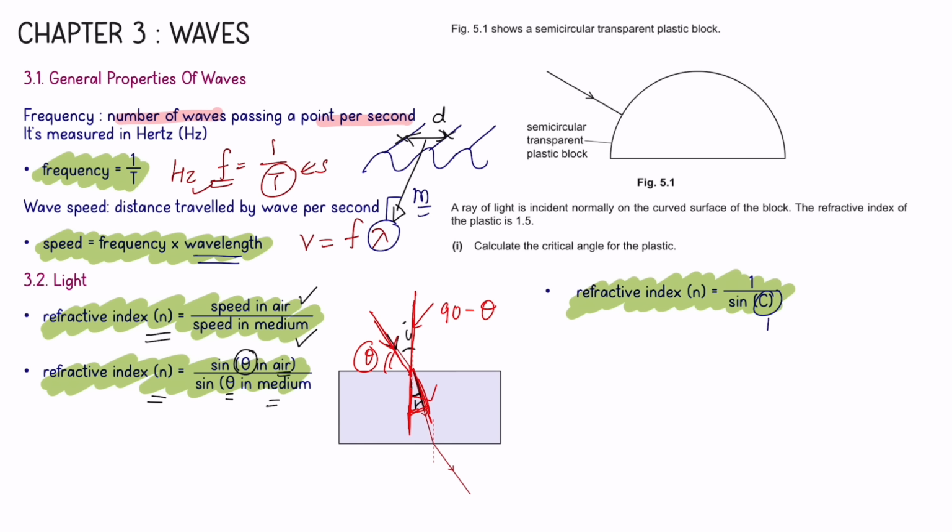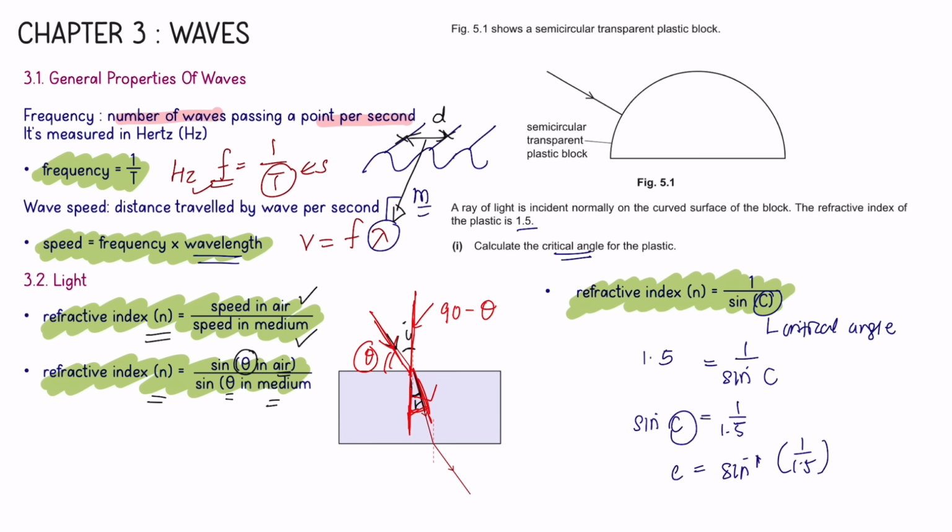C here represents the critical angle. So let's say when you're asked to calculate the critical angle, the refractive index is 1.5, so 1 over sine C. To get C, you're going to do shift sine 1 over 1.5. Don't forget, when bringing sine to the other side, it's going to be sin to the power -1.